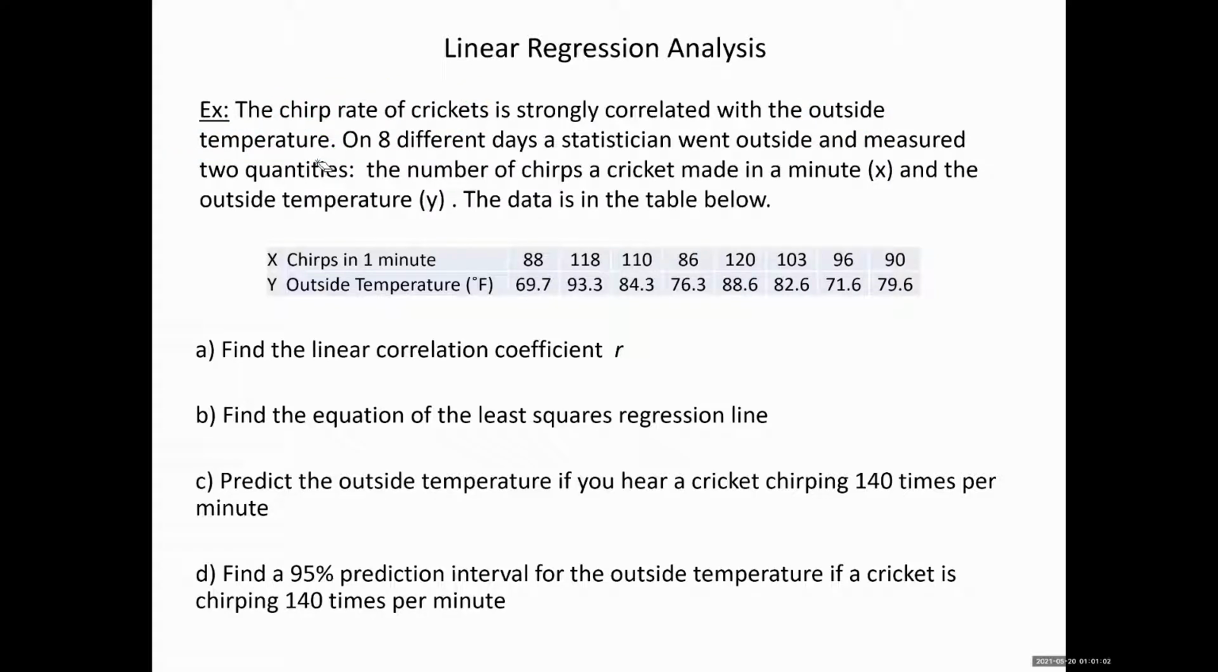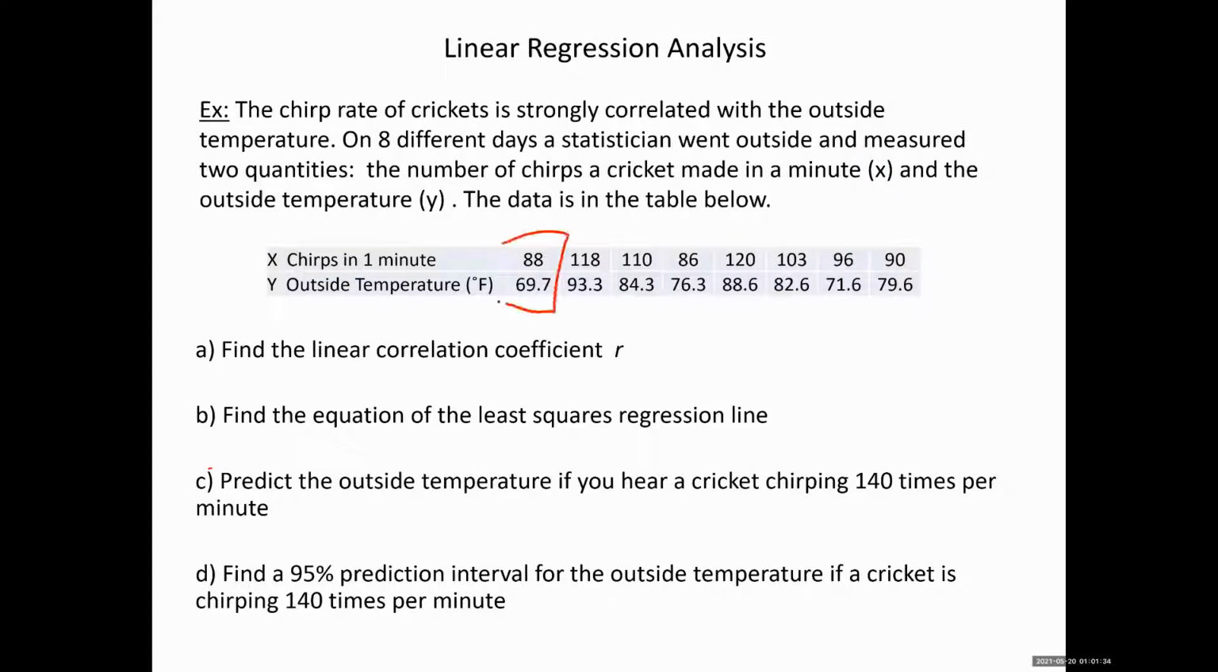It says on 8 different days, the statistician went outside and measured 2 quantities, the number of chirps a cricket made in a minute and the outside temperature. They called the number of chirps for the cricket X and the outside temperature Y, and then we have this data over here. What that means is at some point in the problem, they're going to ask you to predict the outside temperature, because you always predict Y. And if you look right here, it says predict the outside temperature. So that's why they made the outside temperature Y and the chirp rate X.